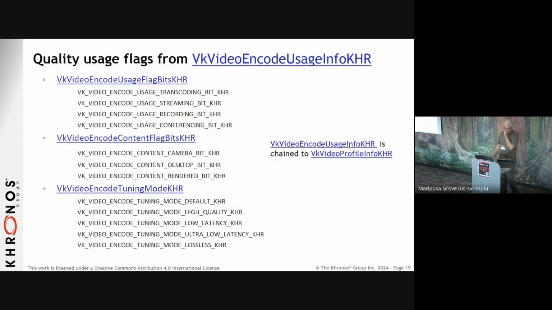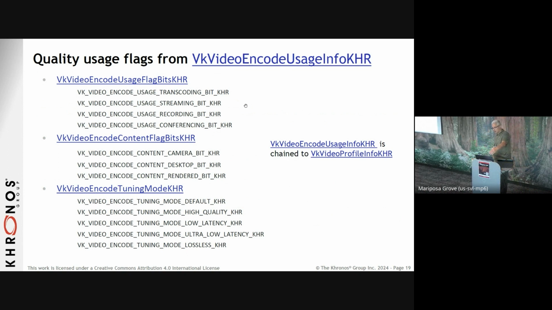Okay, so the second part is tuning. We try to make things quite simple for the applications, because different implementations have different tuning parameters for different use cases. Very much codec specific, hardware specific, implementations of drivers and so forth. So in addition to the quality level, what we ask you to do is to provide, in the video profiles we just discussed that describe the formats, we also chain this structure, which is called video encode usage info.